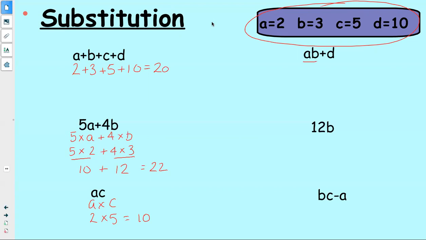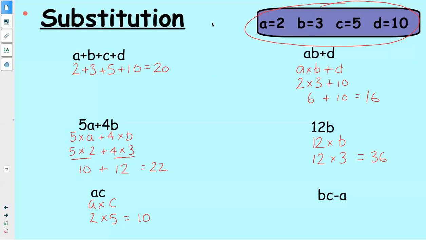Again, here, if you want to write your AB out as A, oops. Sorry, I'll just clear that. Is it very clear there? There you go. So if you want to write this out, A multiplied by B first and then add on your D, there's 2 multiplied by 3, add on 10, which is 6, add 10, which is 16. 12b, which is 12 multiplied by b, which is 12 multiplied by 3, which is 36.